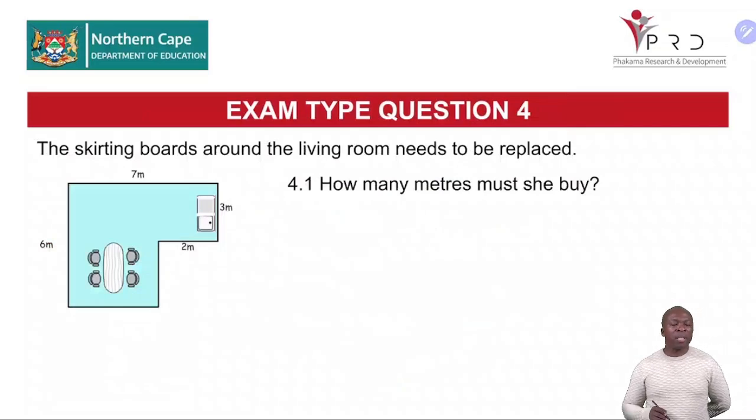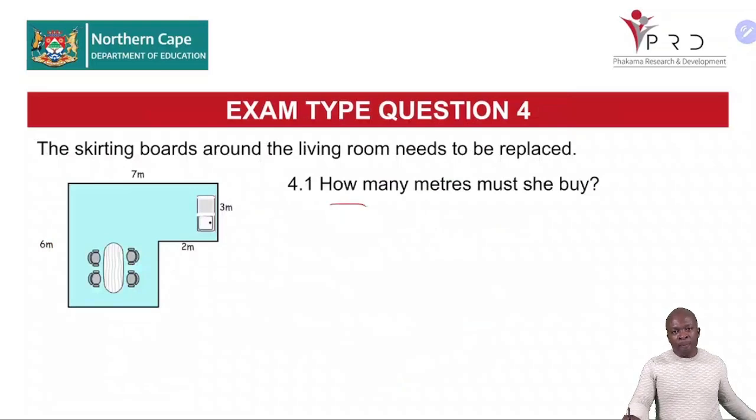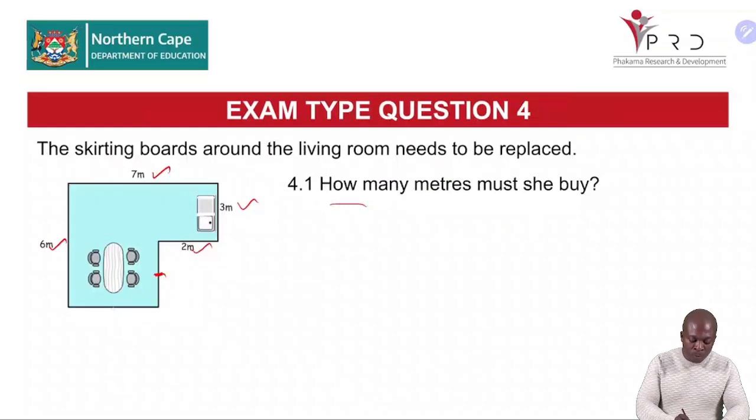Now let's look at something a little bit different. This time the examiner says the skirting boards around the living room need to be replaced. I've already explained to you what a skirting board is. So basically we're talking about the total length, the total perimeter. The examiner says how many meters must she buy? So look at this one. On this side we have a value, no problem. This side we have a value, no problem. Here, no problem. But on this side there's no value. On this side also there's no value. So how do we deal with a question of this nature?